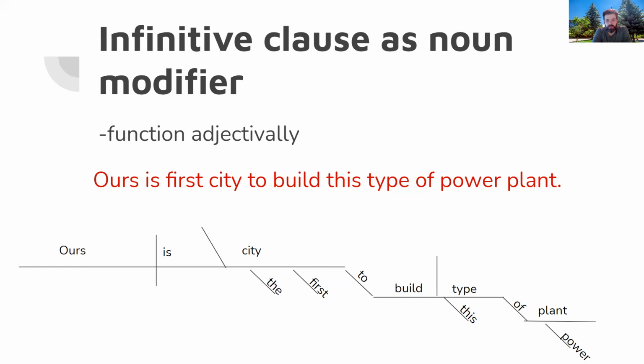And we did this before when we dealt with, for instance, relative clauses. The relative that clause could be like this. Ours is the first city that built this type of power plant. But instead of saying that built, the city built, we're going to change that built and drop the tense and replace it with to build.